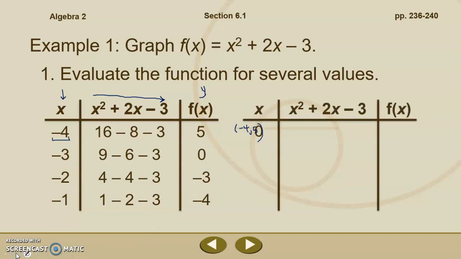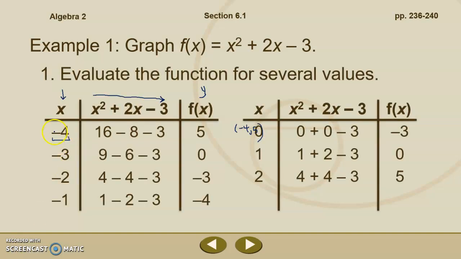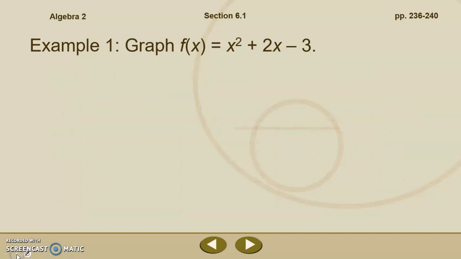Let's try a few more here. Plugging in 0, we get -3. Plugging in 1, we get 0. Plugging in 2, we get 5. And we stop. All right, we want to make sure that we plug in both positive and negative numbers so that we can create a smooth curve. If we don't have enough coordinates, we might not realize the exact shape of the curve. So we need to make sure that we plug in several values.